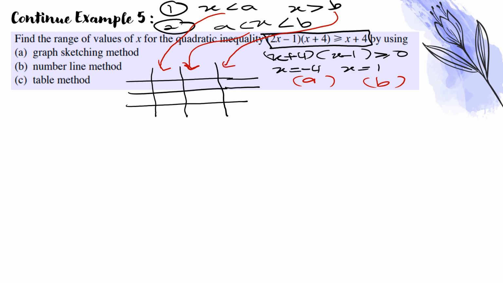What we want to write here is in the second row. Ignore the first row. In the second row, you write the first bracket here, which is x plus 4, and this one you write x minus 1, and lastly you combine them, x plus 4 and x minus 1 here. So like this.